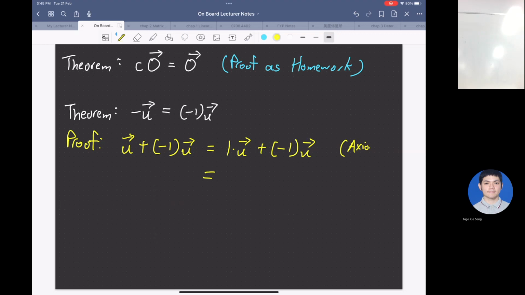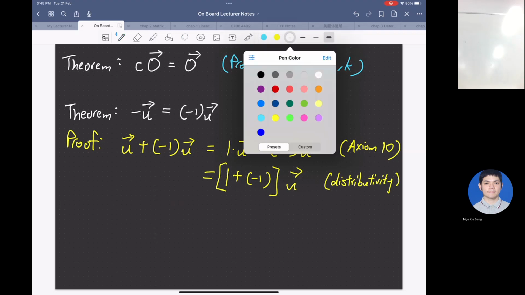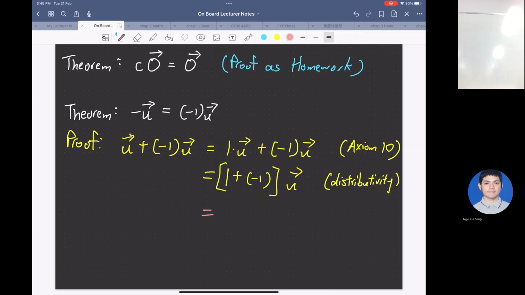This one I call axiom 10. Distribute it, you get (1 plus -1) times u. Okay, so distribute again. It's axiom 3. Okay, so what do you do next? 1 minus 1? No, cannot. We don't have subtraction here. Never go into 1 minus 1. So 1 plus -1, we already know that -1 is the thing that added to 1 gives you 0. Okay, from here you already can get 0. Don't go into 1 minus 1.